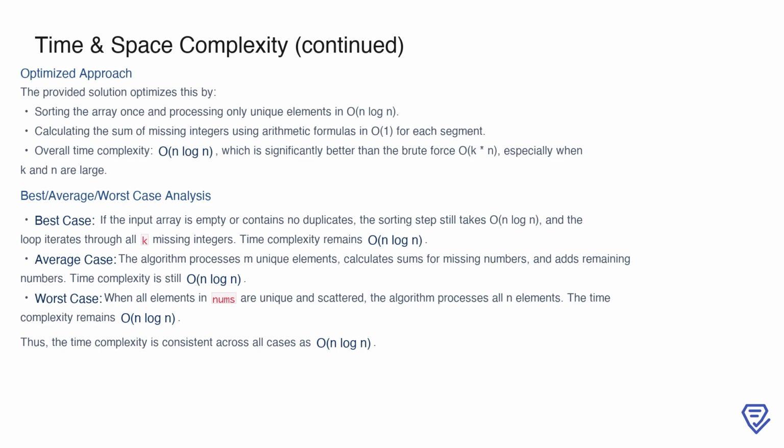Now, analyzing the best, average, and worst cases, we observe that the time complexity remains O(n log n) in all scenarios. In the best case, even if the input array is empty or contains no duplicates, sorting still takes O(n log n). In the average case, the algorithm processes m unique elements and calculates the sums for missing numbers efficiently. In the worst case, when all elements are unique and scattered, the algorithm still processes all n elements, but the time complexity remains O(n log n). Thus, this consistency makes the solution robust and scalable for various input sizes.